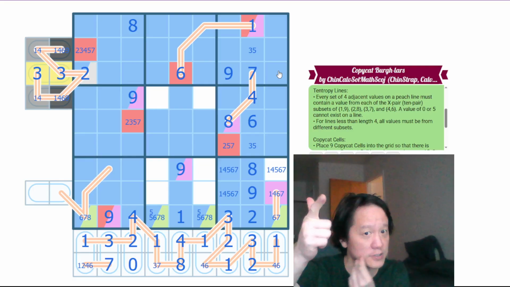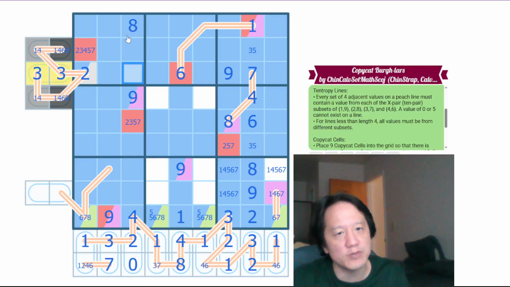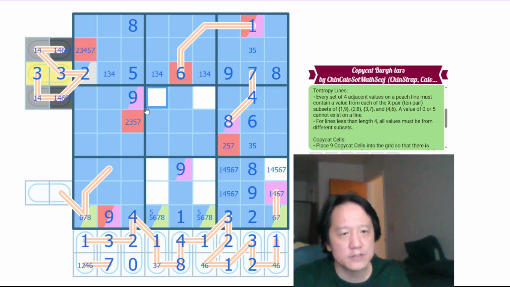No 4, 9, no 6, 7. It's 5 and 8. This can't be 8 because of 8 in the box. So this is 5. That's 8. That leaves the remaining digits as 1, 3, and 4 in row 3. 8's there. This can't be 2 or 5 then.